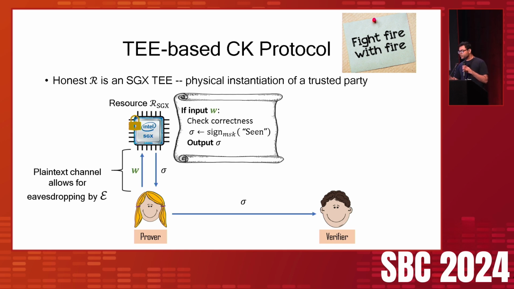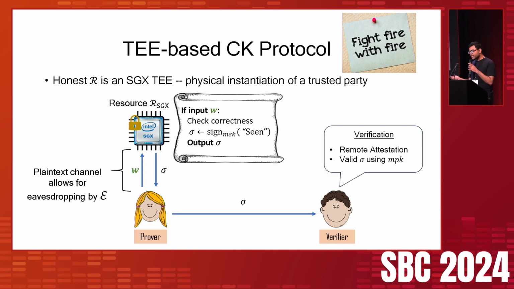But the main observation here is that the plain text channel between the prover and the resource will allow the eavesdropper on this channel to extract out the secret witness. So essentially, this relies on the fact that the input into the SGX will be given in plain text rather than in any encrypted channel. The verification is very simple.